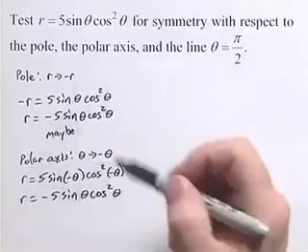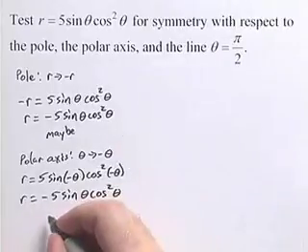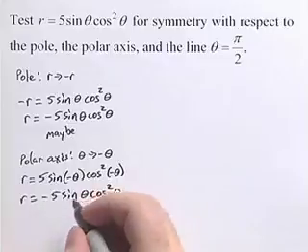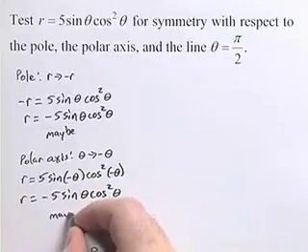This is not the same equation that we started with, so again, there may or may not be symmetry with respect to the polar axis. We'll say maybe again.